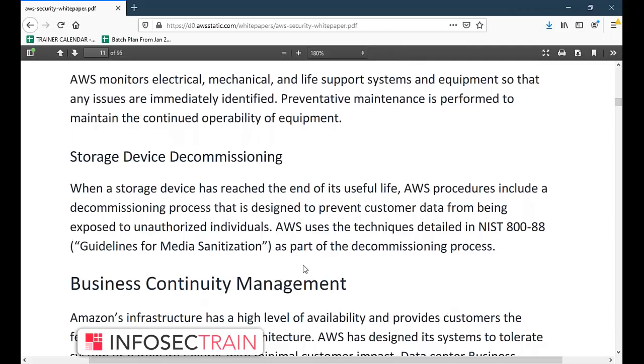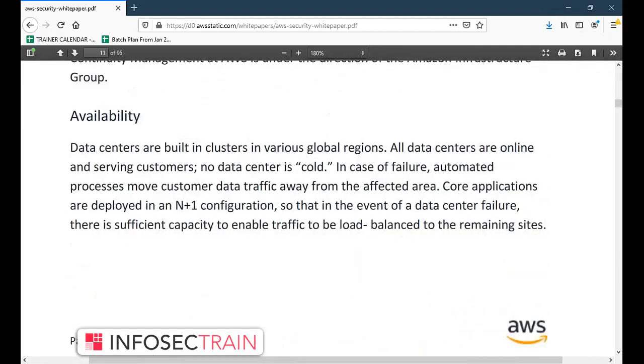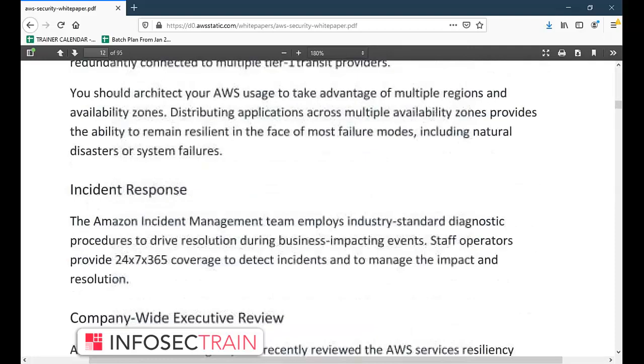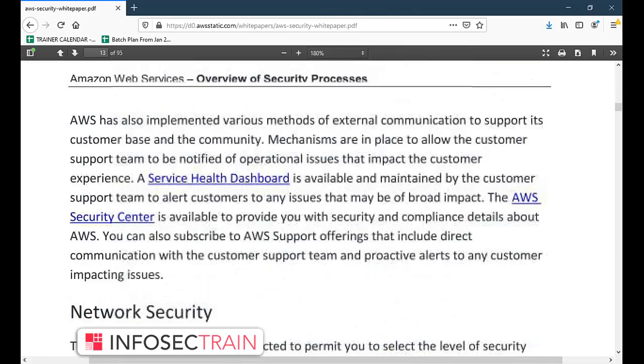And like this, they make sure their data centers are completely available always, and there are no cold data centers. Everything is hot and running. That means if one goes down, the other will take charge, and you will not even know it. And this incident response we'll discuss in detail when we start the certification syllabus.